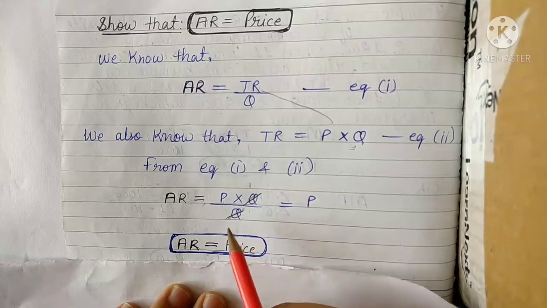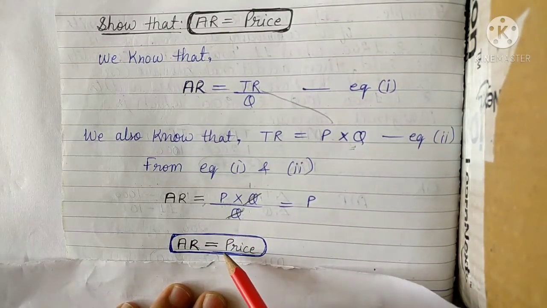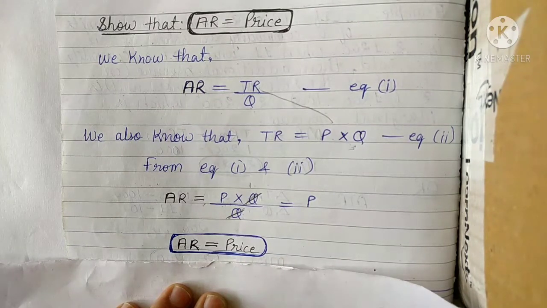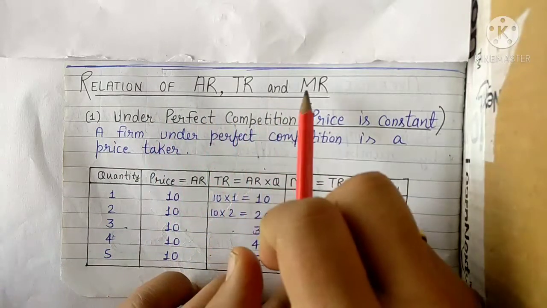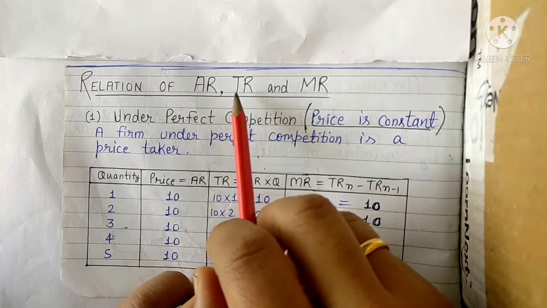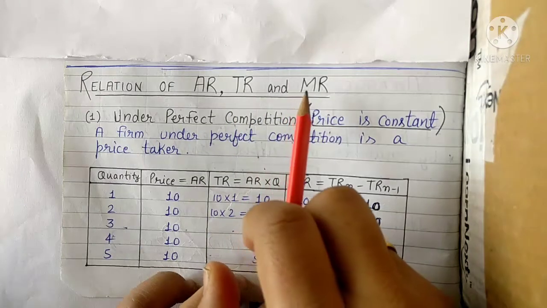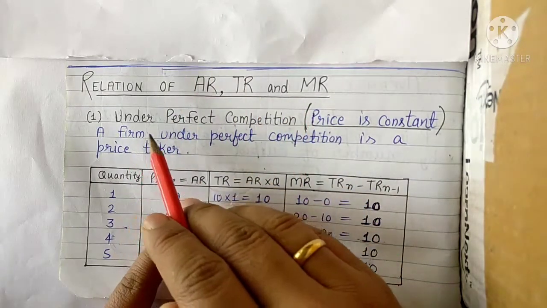So we can say that average revenue is equal to what? Price only. So here we have proved that as well. Now let's talk about the relation between AR, TR and MR. AR is average revenue, TR is total revenue, and MR stands for marginal revenue. First we're talking about perfect competition.